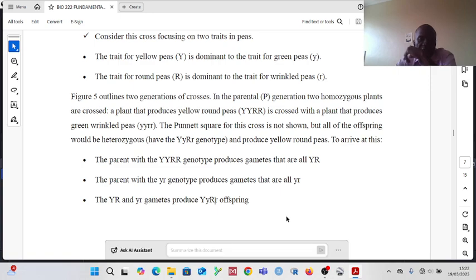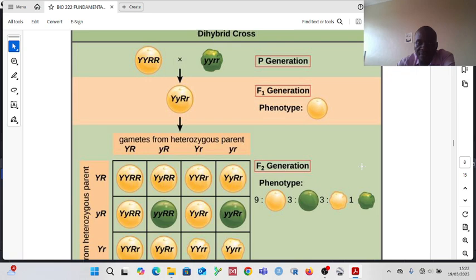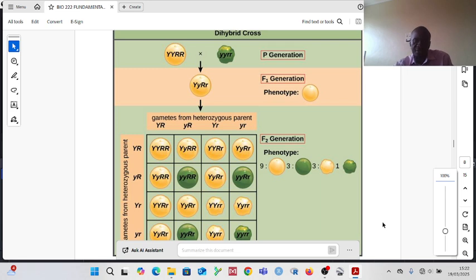Okay. So let's now proceed and have a look at the Punnett square in this case.